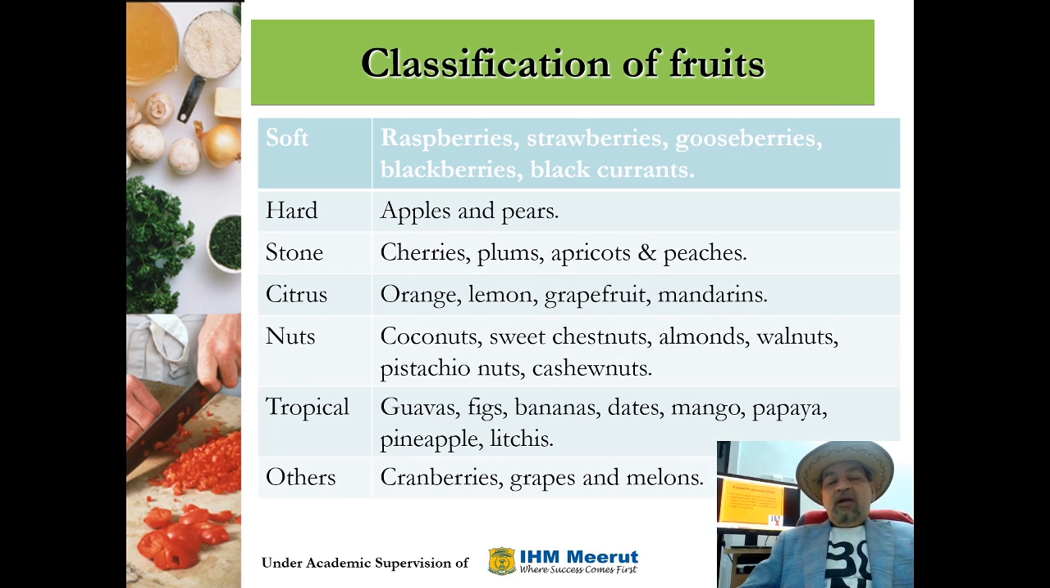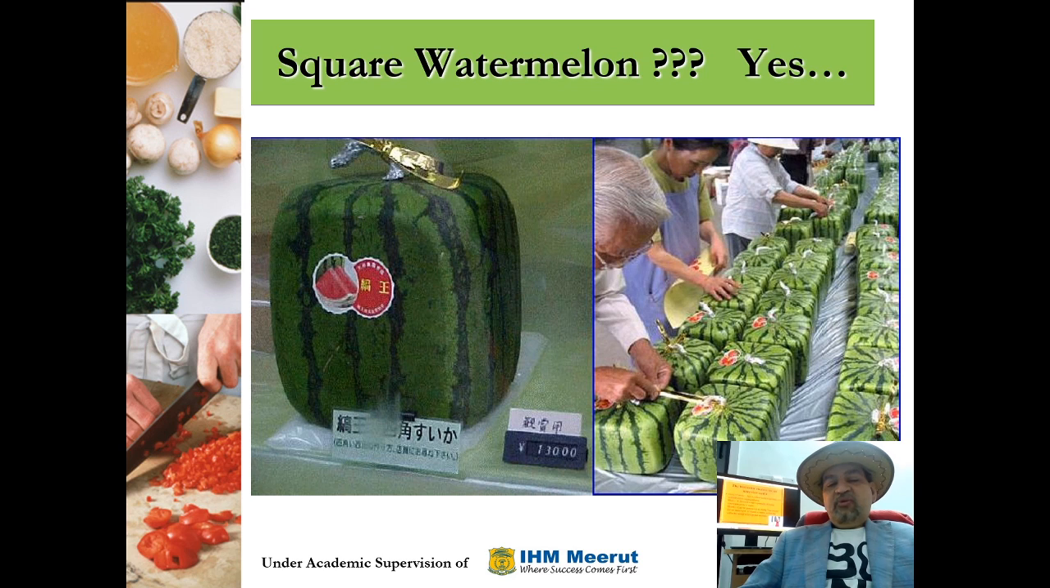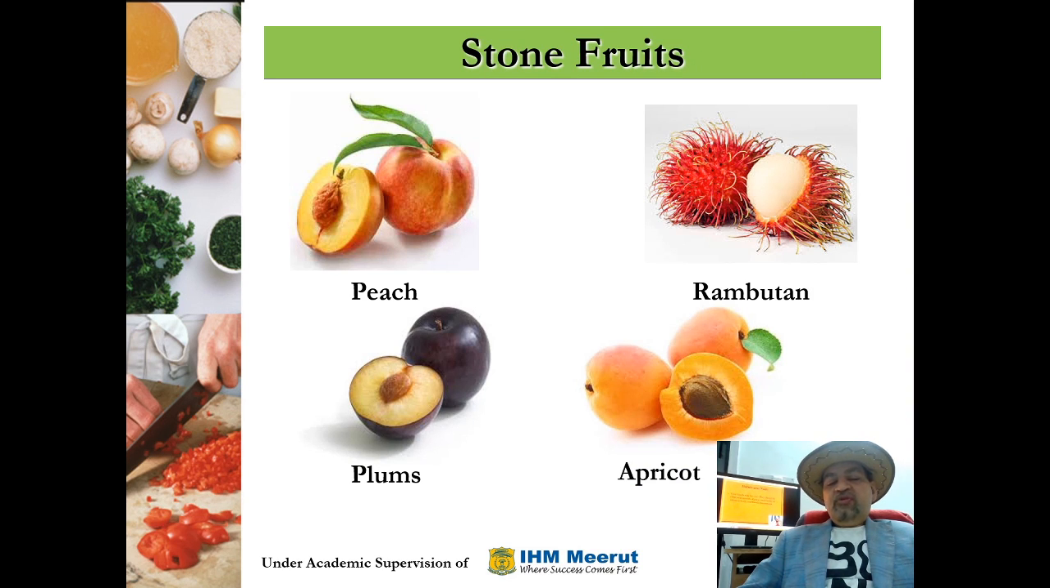This is how fruits are classified: hard, stone, citrus, nuts, tropical, and others. Please read examples. You might want to take a screenshot of this slide. Okay, moving on. Square watermelon. We can do anything. These are some stone fruits.